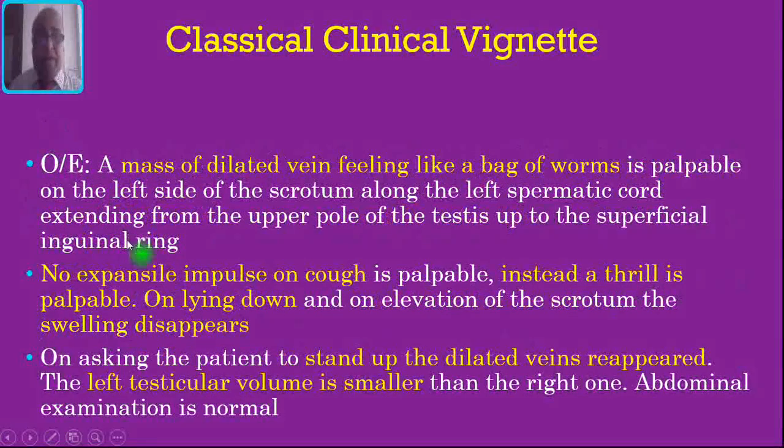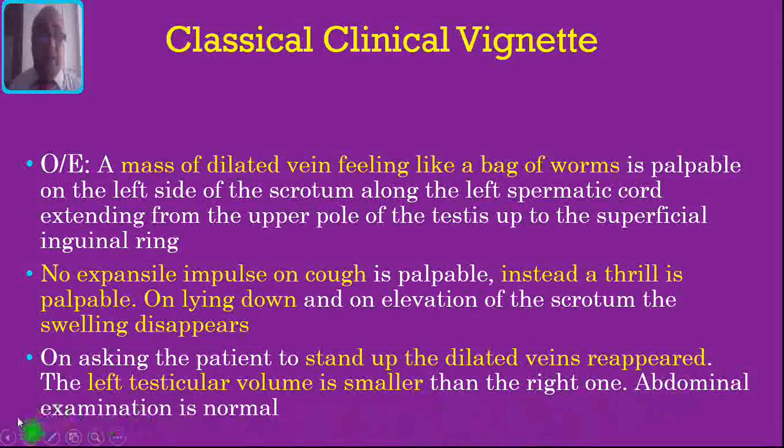So on examination, a mass of dilated veins feeling like a bag of worms is palpable on the left side of the scrotum along the left spermatic cord, extending from the upper pole of the testis up to the superficial inguinal ring. There is no expansile impulse on coughing, but instead a thrill is palpable. On lying down, the swelling completely disappears. On asking the patient to stand up, the dilated veins reappear. The left testicular volume is smaller than the right one.